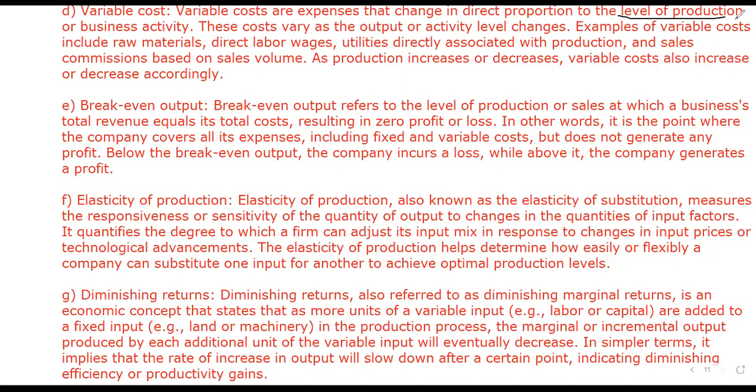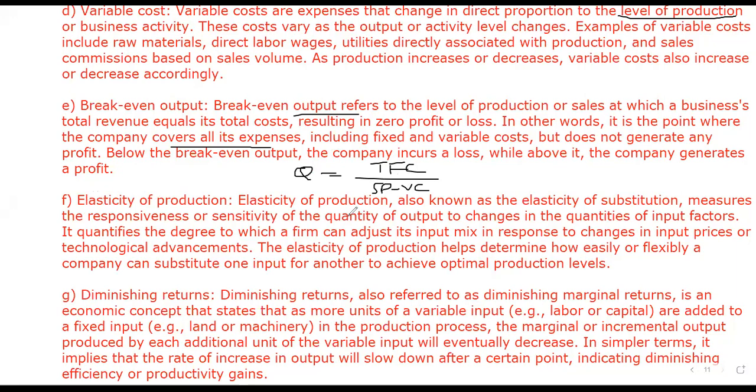Break-even output is simply the level of output at which we neither make a profit nor a loss. So in other words, the point where the firm covers all its expenses, including fixed costs and variable costs. So break-even output is simply given by total fixed cost over selling price minus what? Variable cost.